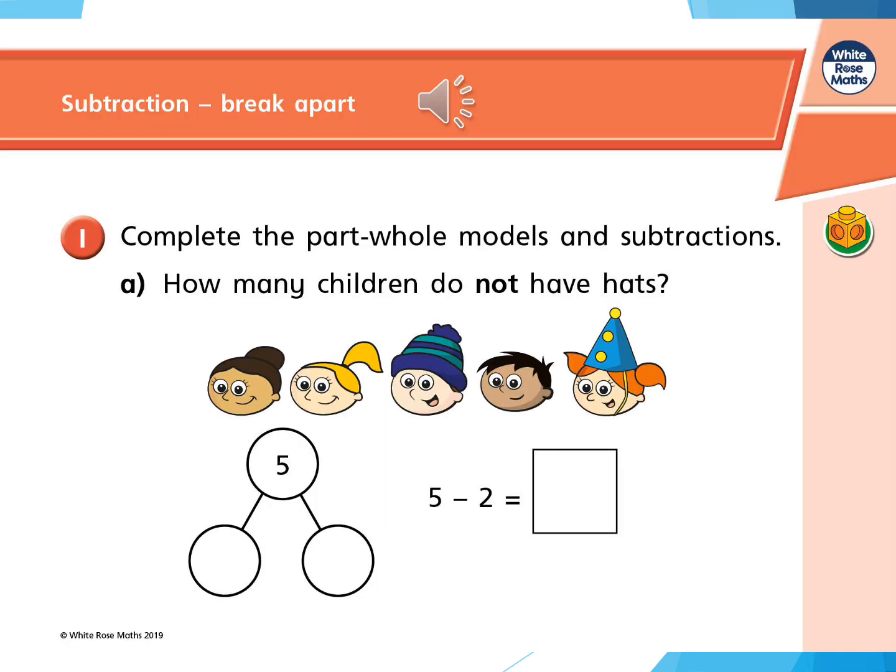For this question here, you need to complete the part-whole models and subtractions. My part-whole model here is going to represent how many children have hats and how many children don't have hats. So the main question is asking you, how many children do not have hats? You can see that my total is 5. That is because there are 5 children altogether. In your parts, I would like you to show me how many children do not have hats and how many children do have hats. And then can you use that information to finish my number sentence there?